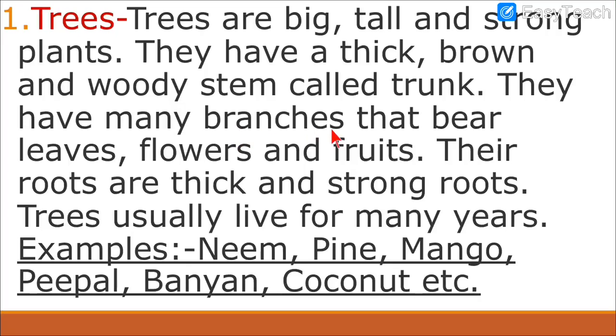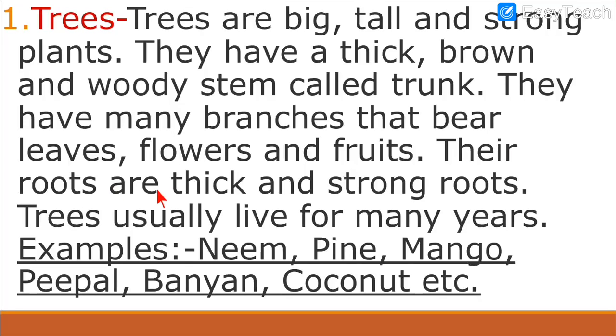Now the trees have different parts. You can say the branches are like the hands of the trees, like we have 2 hands. Trees have so many hands, and they are called branches. And what is there on the branches? We see leaves, we see flowers, and we can also find fruits on the branches of the trees. We like to eat fruits and we get them from the trees.